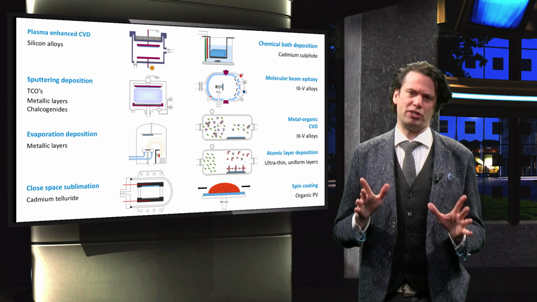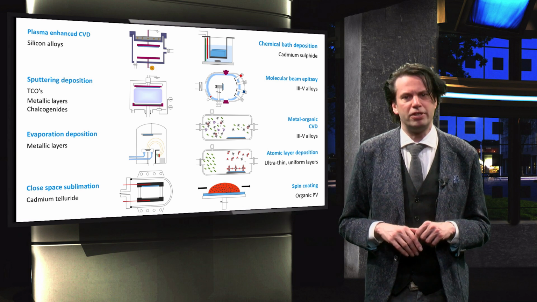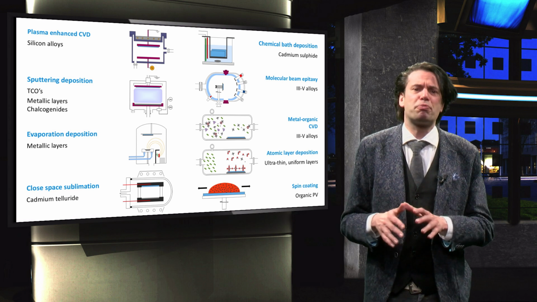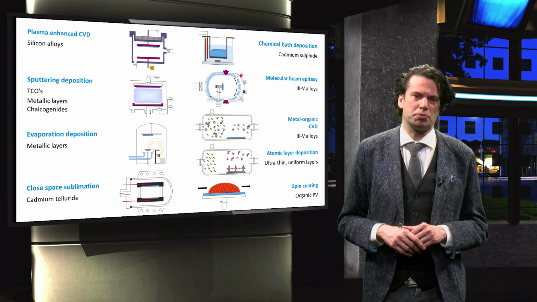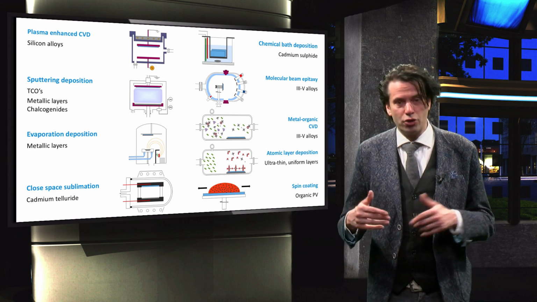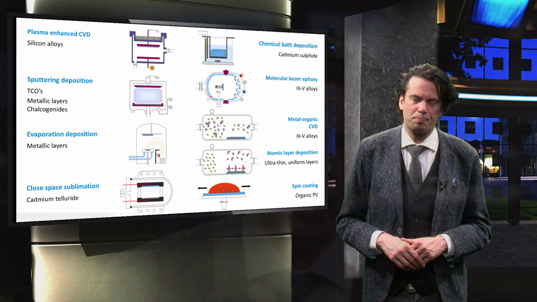Finally, we discussed spin coating, which is used for organic PV. For spin coating, a solution is placed on a rotating substrate, which spreads the solution out evenly over the substrate. The solvent evaporates, resulting in a homogeneous film. This video concludes the section about thin film processing.